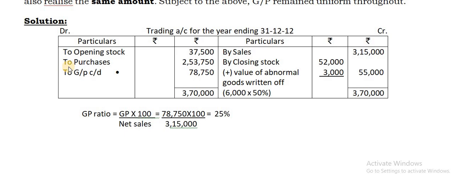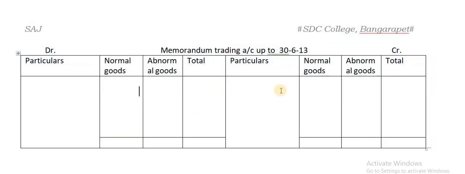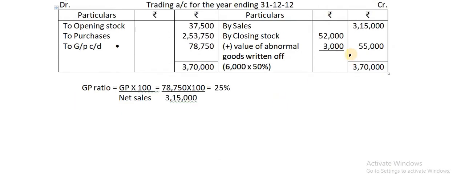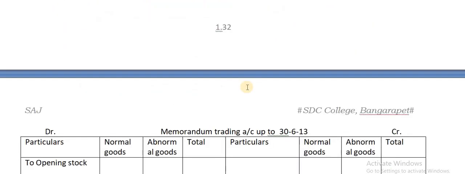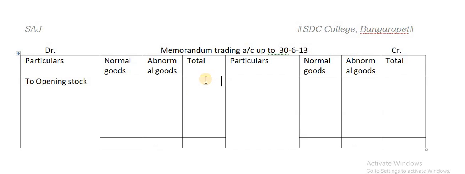And next, you can take up the memorandum trading account up to 36/2013. Take this on the debit side, the opening stock. See what is the total of opening stock here? It is 55,000. First you write that in the total column. In the total column you got 55,000.